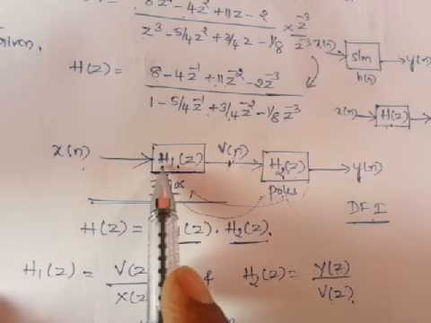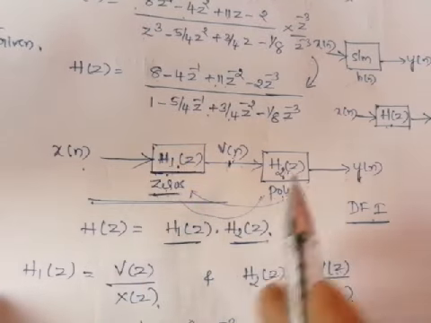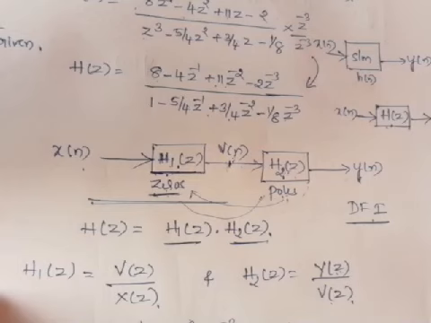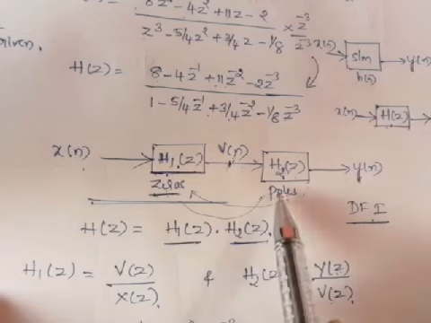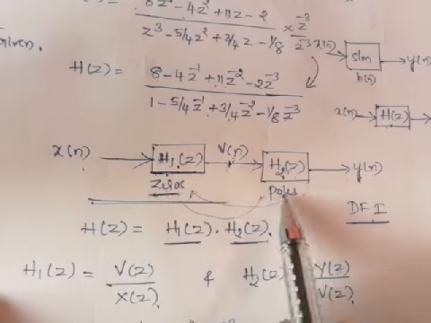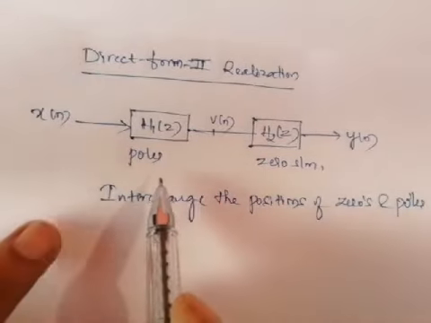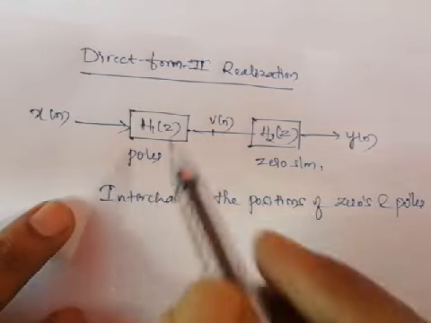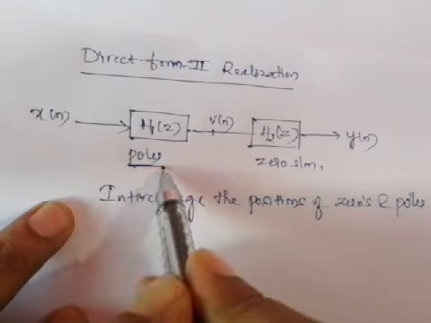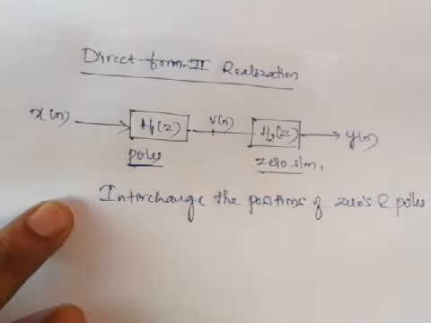For DF2, the first subsystem function is going to represent poles, and second subsystem function is going to represent zero system. Means we interchange the positions, poles will go to first system and zeros will go to second subsystem function. Here the first subsystem function is represented as a pole system, second subsystem is represented as a zero system.